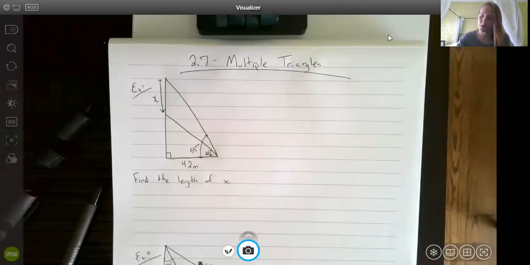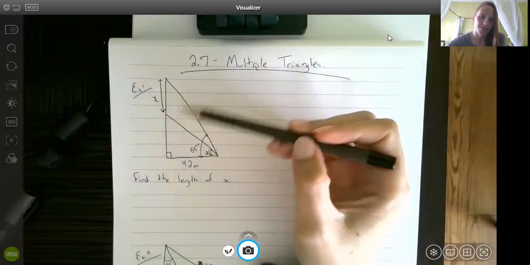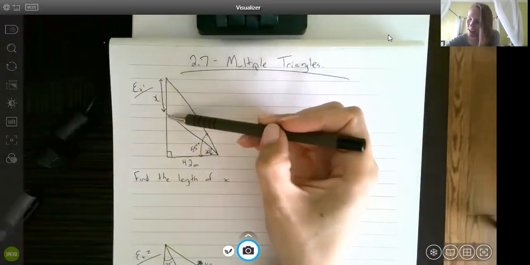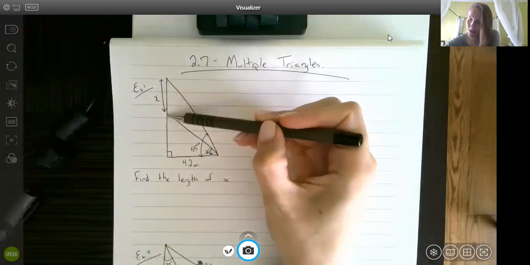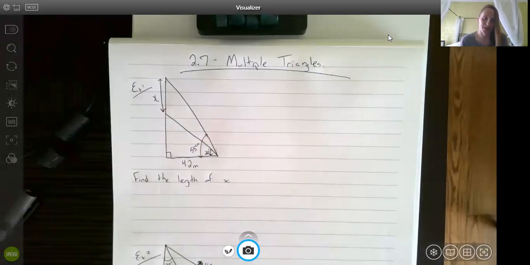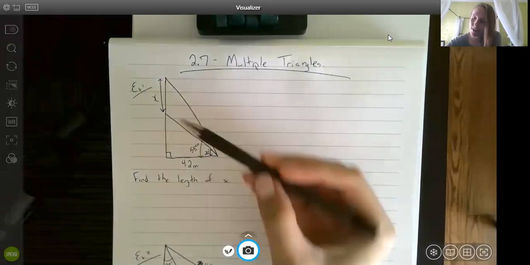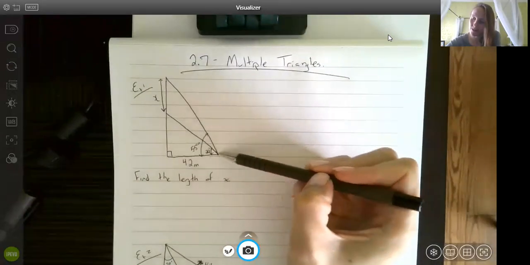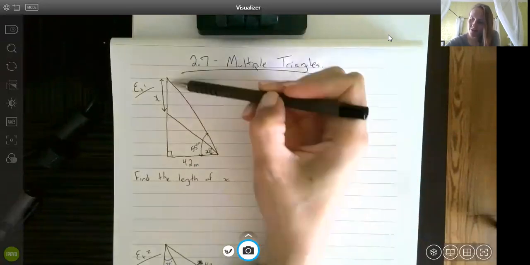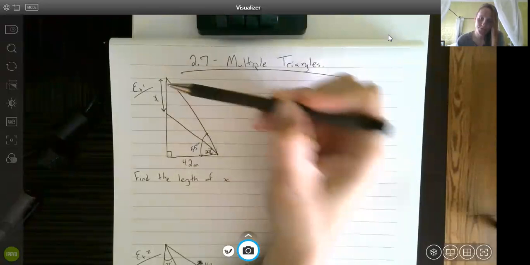Okay, so in this first example here, we have this shape, these triangles. Now, it is important to remember when we're dealing with these simple trig ratios that you can only deal with right triangles. So this triangle right here, which is not a right triangle, is by itself completely useless to us. The two triangles that we're dealing with here are this small right triangle and then this larger right triangle. Okay?